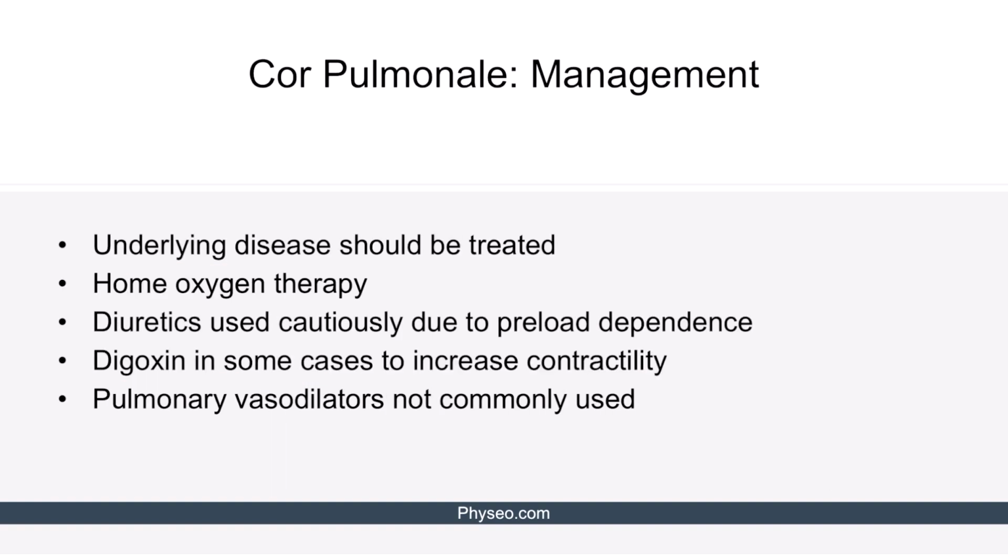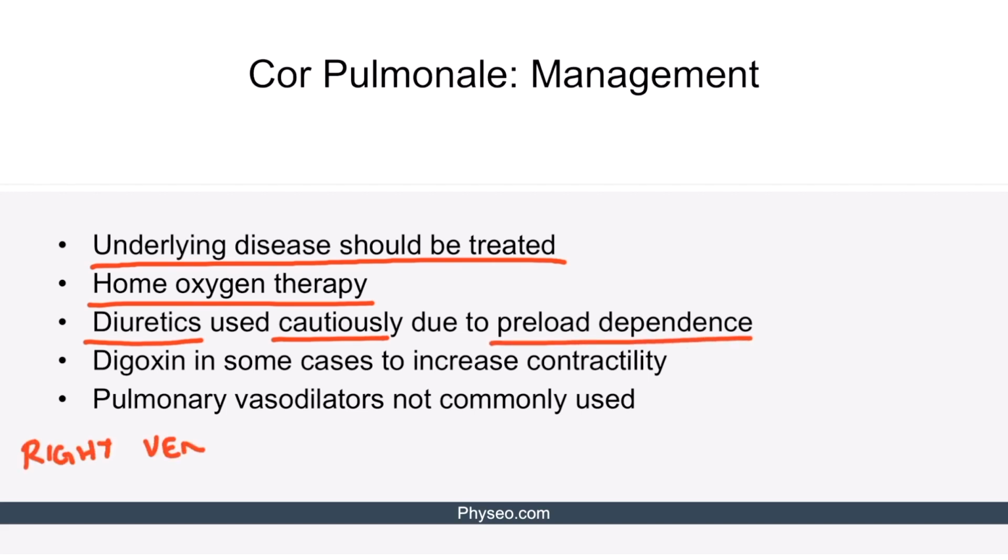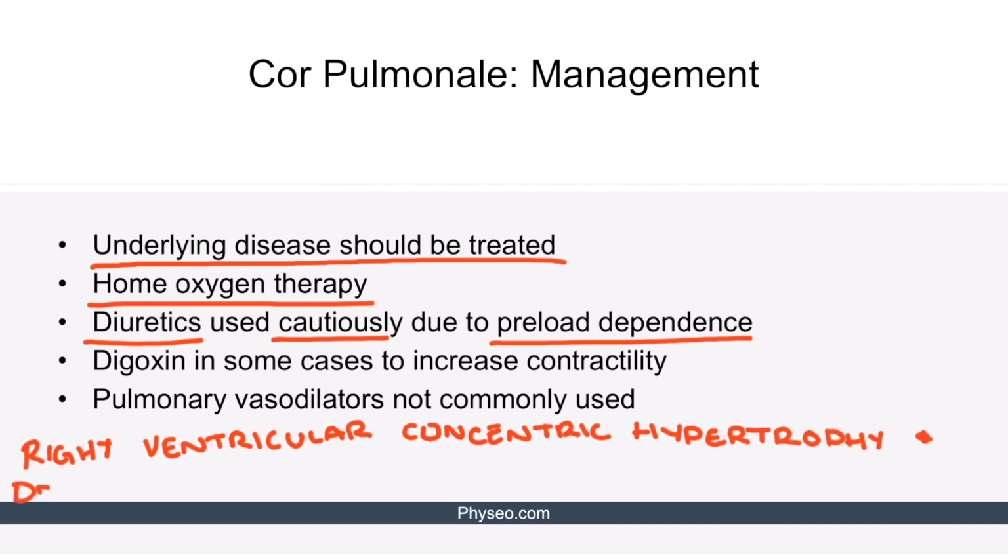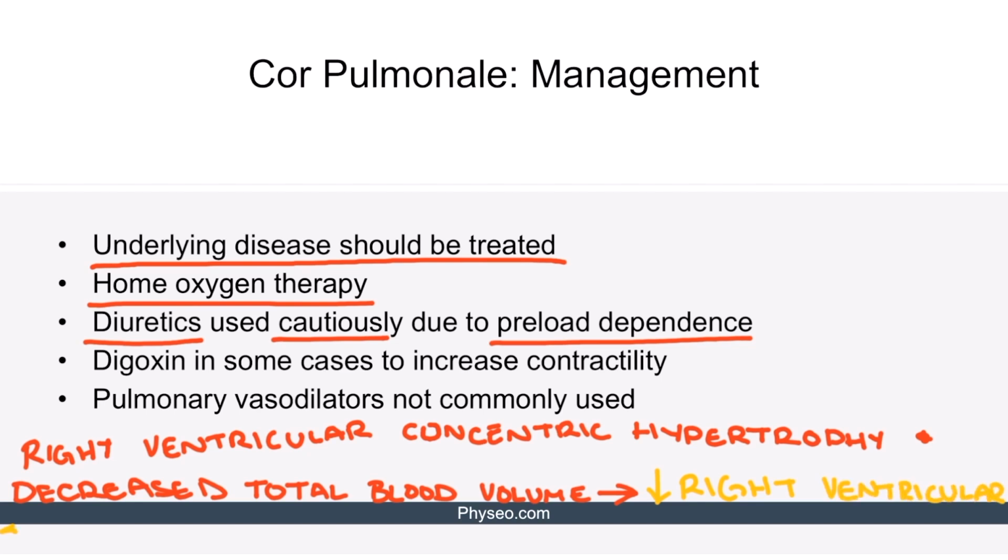Let's move on to management. First, the underlying disease should always be addressed and treated when possible. Management may also include home oxygen therapy. Diuretics should be used cautiously because patients with cor pulmonale are preload dependent. This means that right ventricular end diastolic volume is already decreased due to ventricular concentric hypertrophy. If we decrease the total volume in the patient's body, then the right ventricular end diastolic volume will be further decreased and the overall cardiac output will deteriorate.